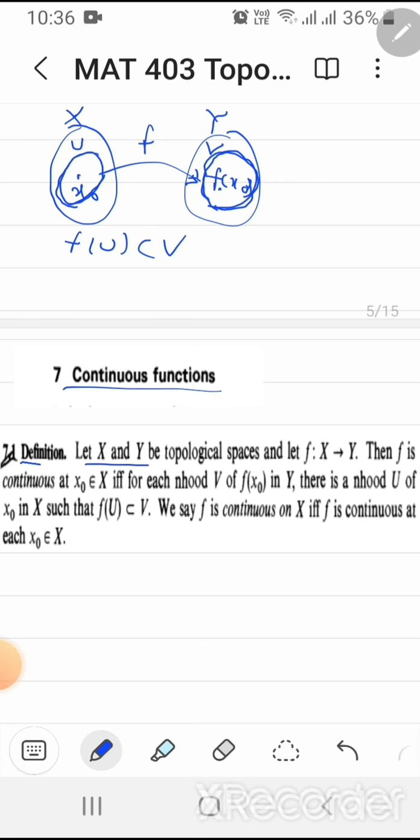Let X and Y be two topological spaces, and let f from X to Y. Then f is continuous at x naught belongs to X if and only if for each neighborhood V of f of x naught in Y, there is a neighborhood U of x naught in X such that f of U is a subset of V. That is, we say that f is continuous on X if and only if f is continuous at each x naught belongs to X.